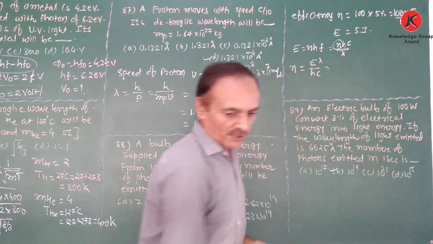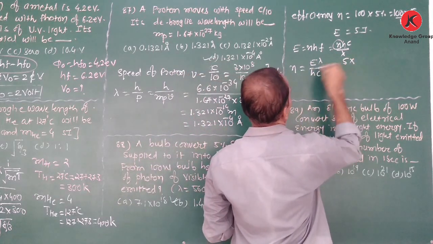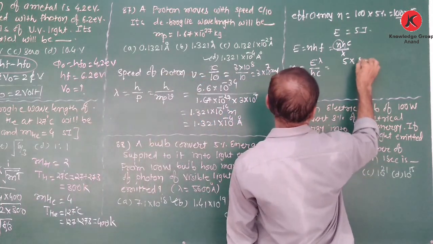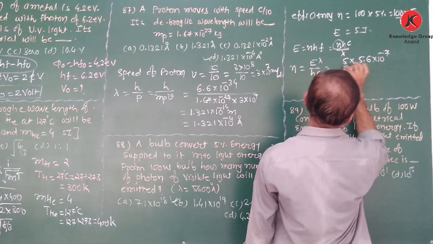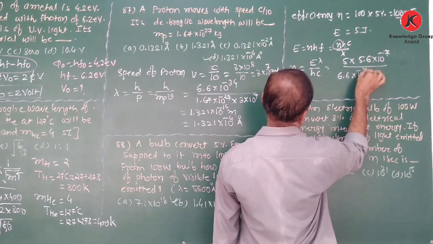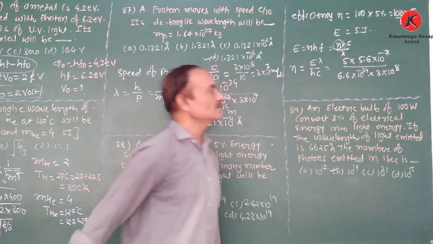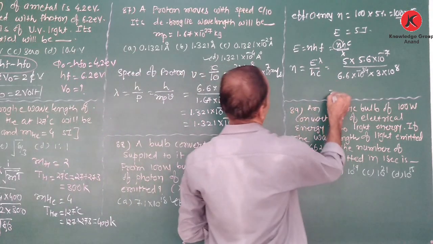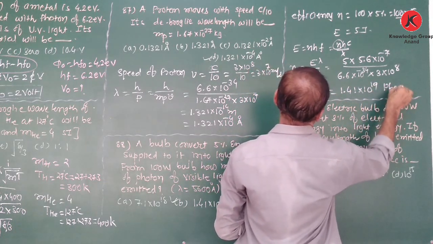Now listen, the photons emitted per second, n is equal to E lambda upon hc. E is 5 joule, lambda is 5600 angstrom. Convert into meter, therefore 5.6 into 10 to the minus 7 meter, divided by Planck's constant 6.6 into 10 to the minus 34, and velocity of light in vacuum 3 into 10 to the 8. Now, as we simplify, we get the answer 1.41 into 10 to the 19 photons per second.